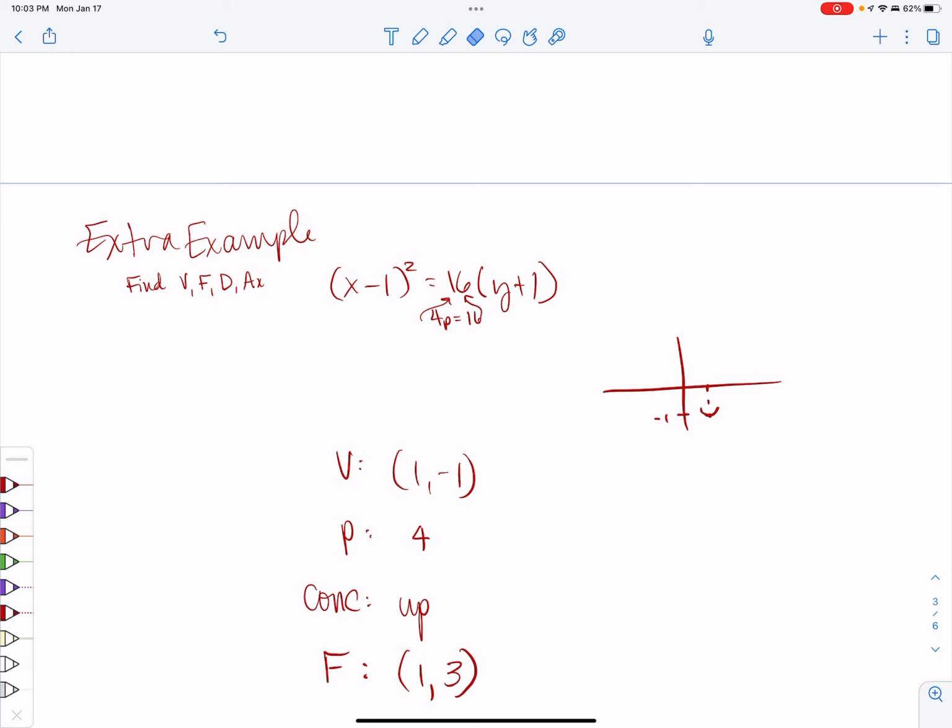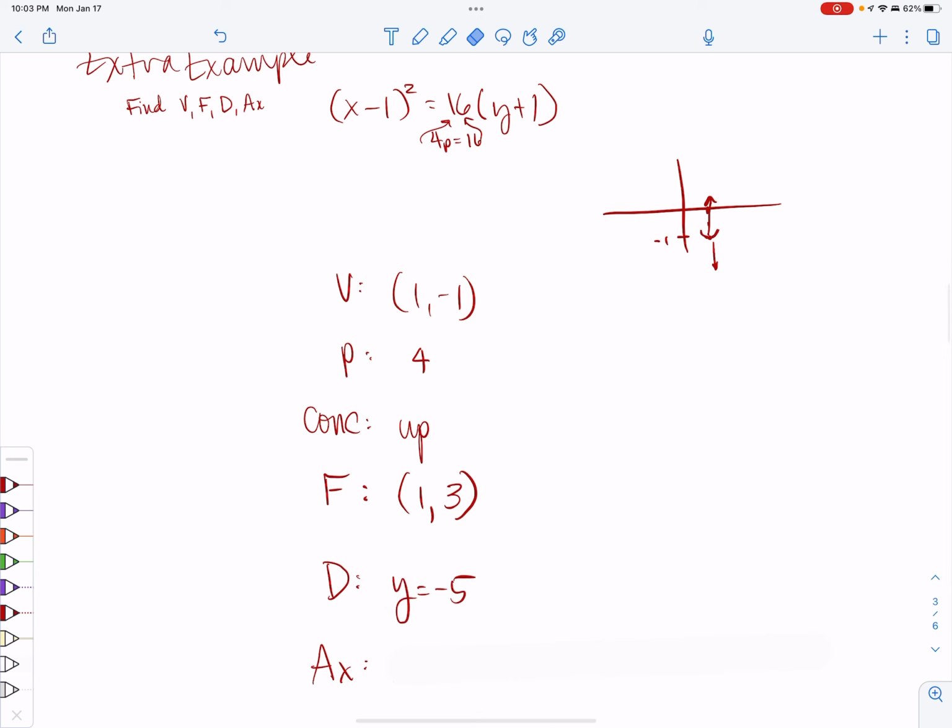Okay. My directrix has to go 4 units down. So my focus went 4 units up. My directrix has to go 4 units down because it's on the outside of the parabola. And remember, this is a line equation. This particular time, it's going to be a horizontal line. So this is going to be a y equals a number. And so if you go 4 units down, then my directrix is going to occur at y equals -5.